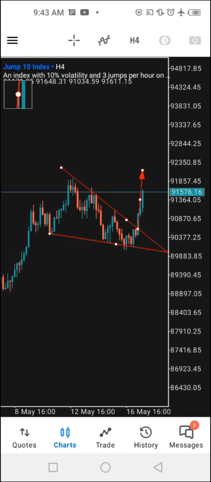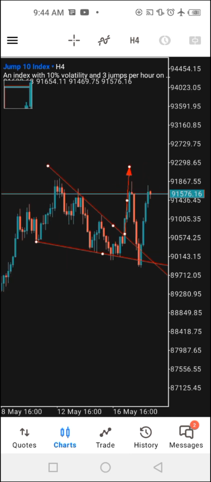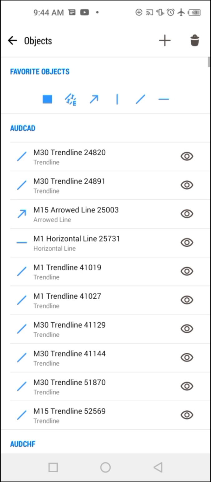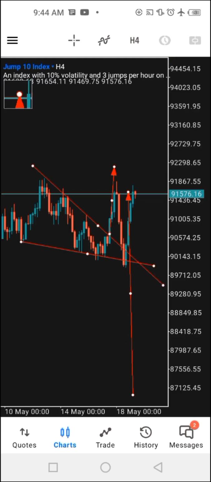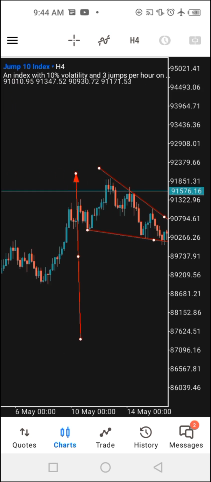All right, so if we take our first TP, now you can see that price did not get to our first TP, right? This is our first TP here. So price did not get to our first TP. Why? Because there's a rejection on the left hand side.